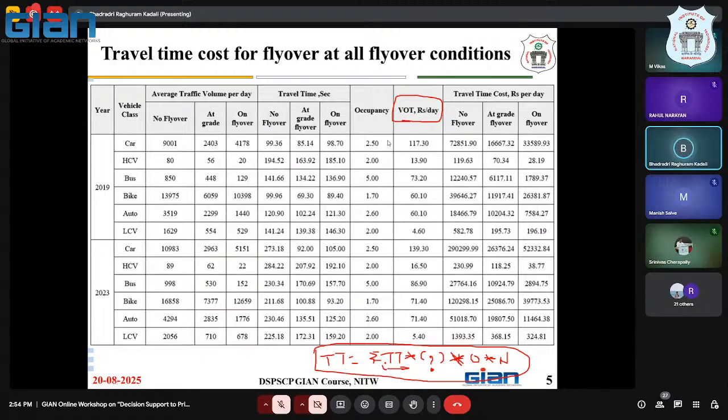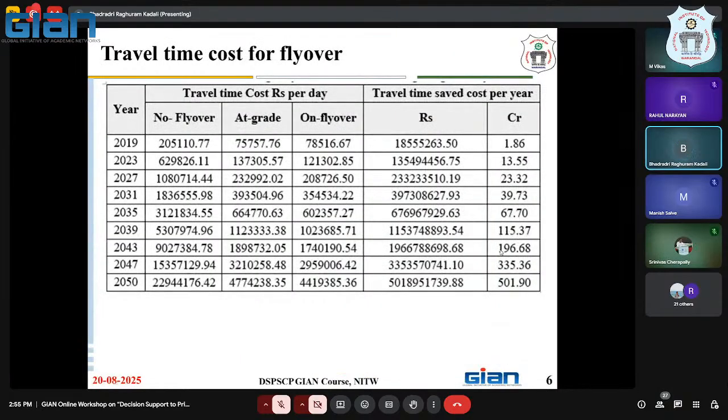The same way, we already know the occupancy. So what we have done is multiply, for each category of vehicle, the travel time by the value of time of the respective vehicle, by occupancy, by the number of vehicles. Then we will get the total travel time cost. This we projected up to 2050. This is the amount in terms of crores. If you add the total value of the at grade section plus on flyover, minus the no flyover case, then you will get the total benefit from the travel time.